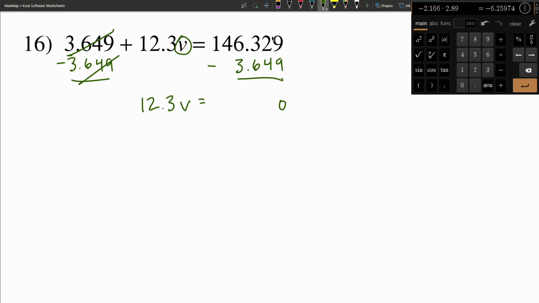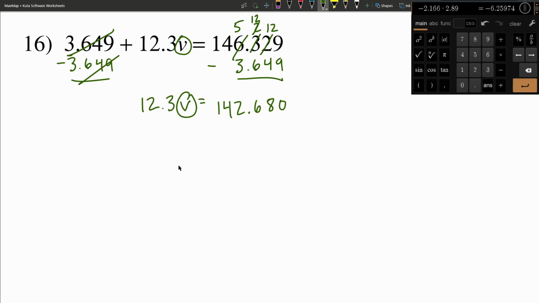2 minus 4, can't do that, so we'll borrow from the 3. 12 minus 4 is 8. 2 minus 6, can't do that, so we'll borrow from the 6. 12 minus 6 is 6. Keep that decimal in line. 5 minus 3 is 2, and then we have that 14.